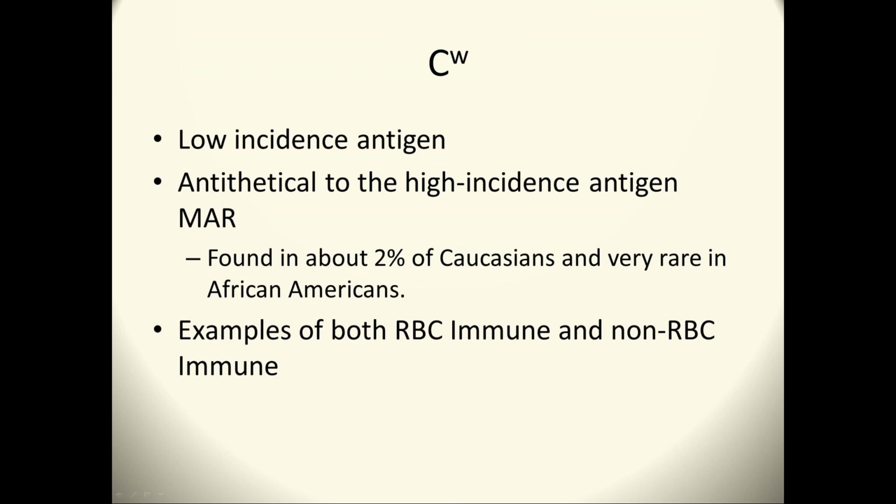Because Cw is a low incidence antigen, it is very unlikely that a person will form this antibody, and even non-RBC immune examples are rare. Furthermore, it is unlikely that a patient will ever receive a subsequent transfusion of a donor unit positive for the Cw antigen. So for these reasons, many blood banks do not require that this antibody specificity be routinely ruled out during antibody identification procedures.